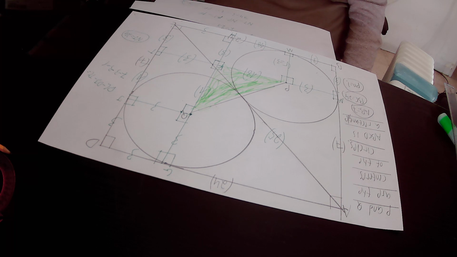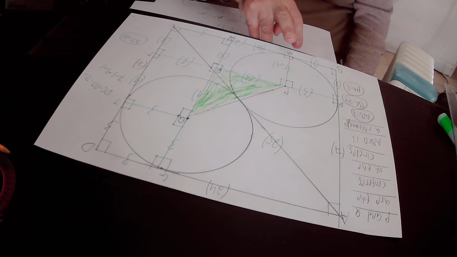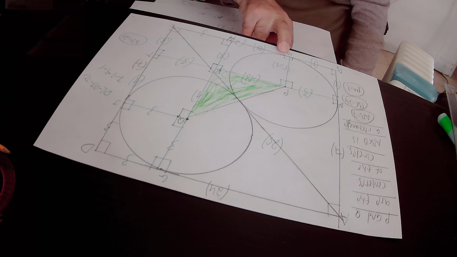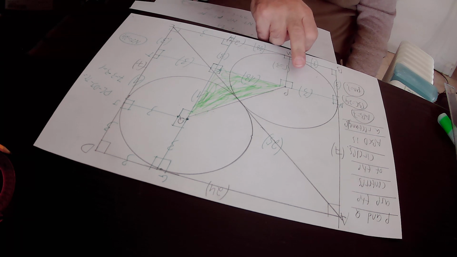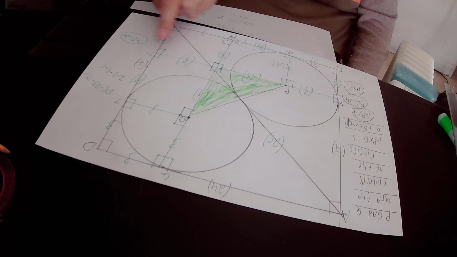So here we have 1, 2, and here this angle equals 90 degrees, therefore the missing angle here must be equal to 90 degrees. This angle equals 90 degrees, therefore the missing angle here must be equal to 90 degrees because NT is one straight line.